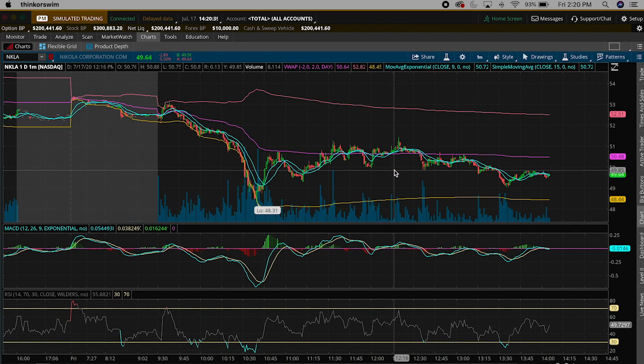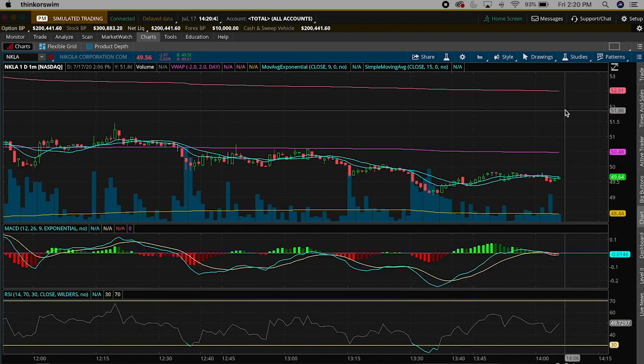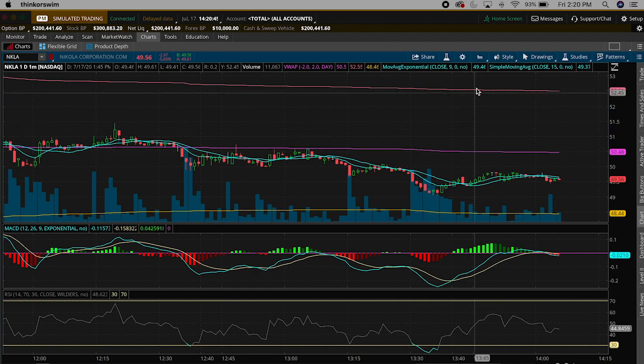So the first one is the VWAP. Let's slide in on this real quick. These two lines, the pink and the purple, are going to be the upper and lower bounds of your VWAP. The VWAP strategy talks about trading within the VWAP.